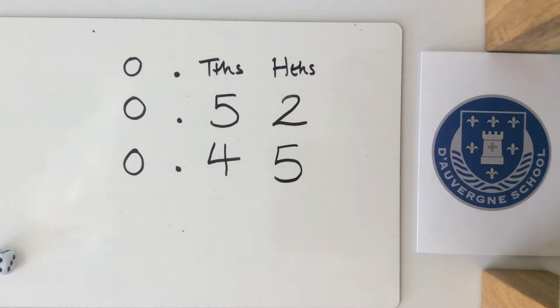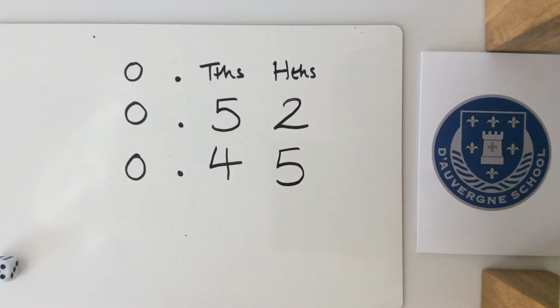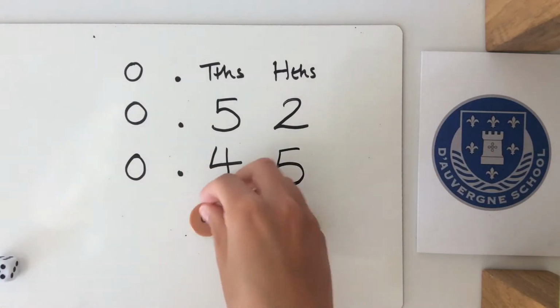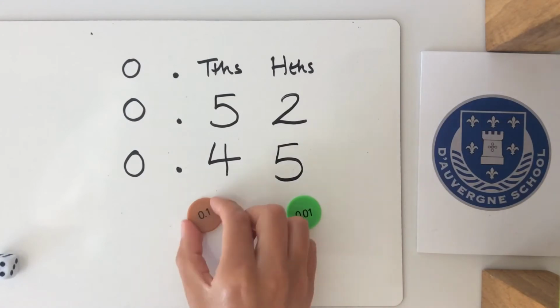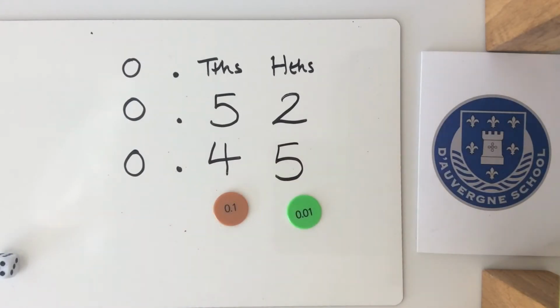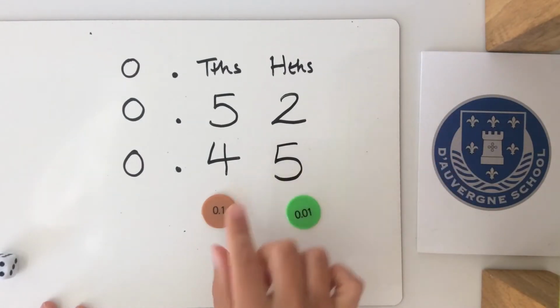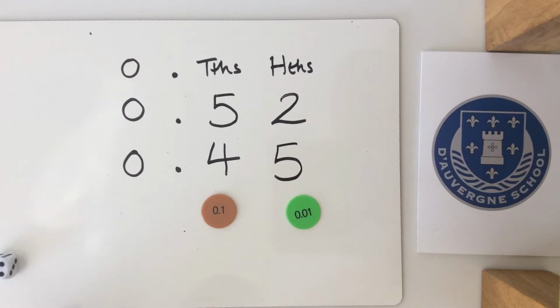How can we determine which decimal is more or less? What column do we need to use to look at which one is more or less? And can we use number discs to make these numbers and show which one is more and which one is less? Pause the video now, have a little think about how you would show both of these numbers using our number discs.